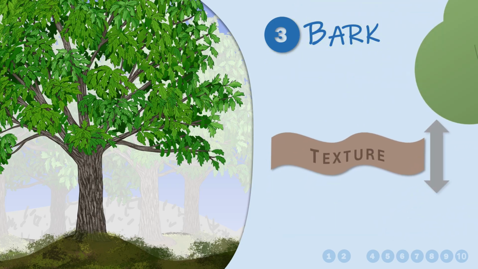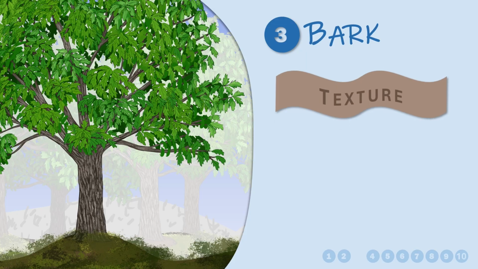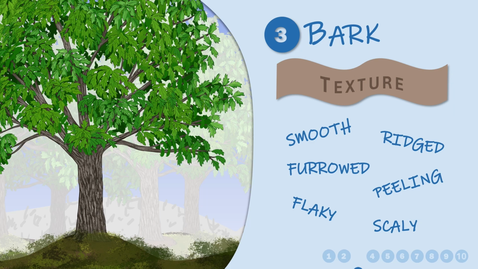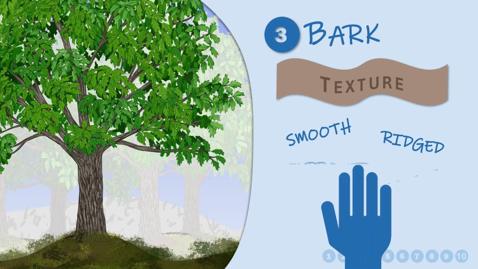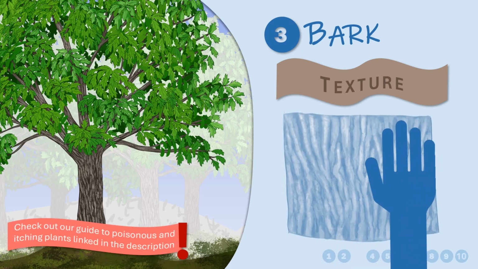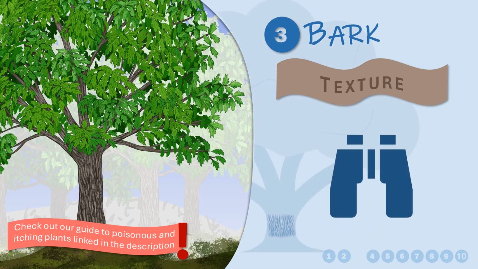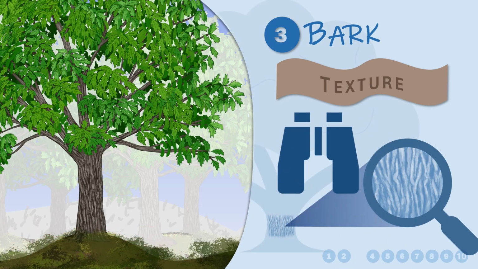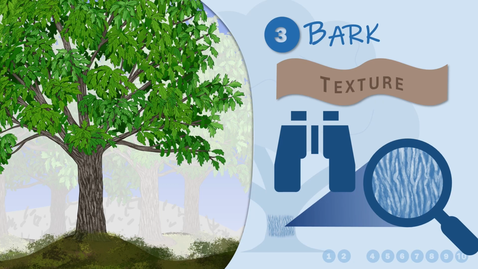Let's start with the texture, which varies widely. It can be smooth, ridged or furrowed, peeling, flaky, or scaly. Don't be shy, get up close and touch the bark. Then stand back and take in the overall look of the bark from a distance. Both perspectives help us with IDing trees. The best way to become familiar with different bark textures and what they look like in nature is to look at and touch all sorts of examples.